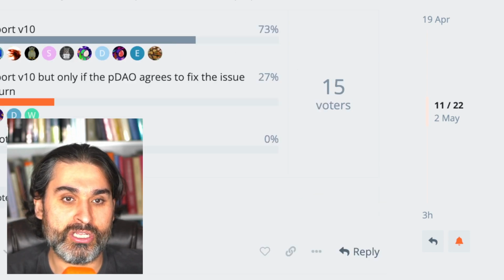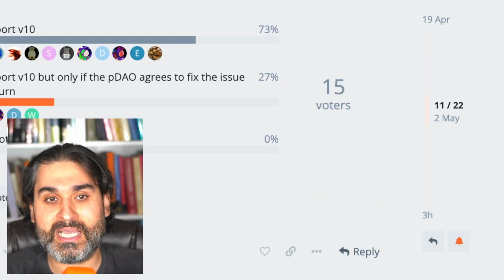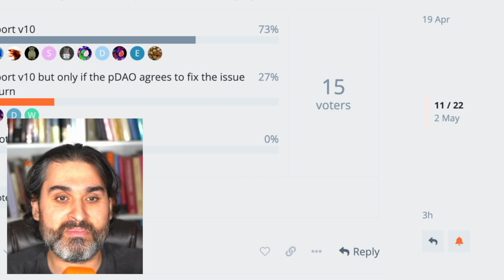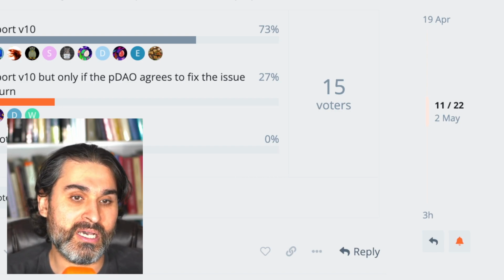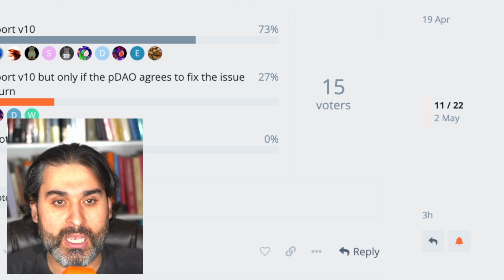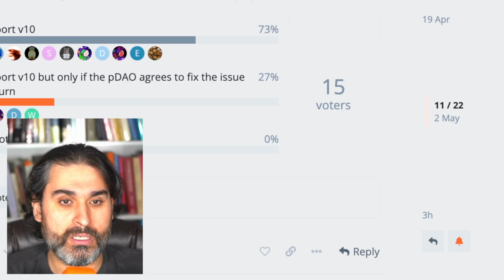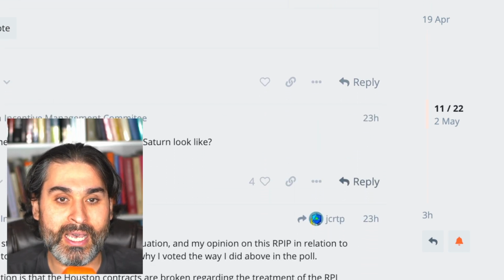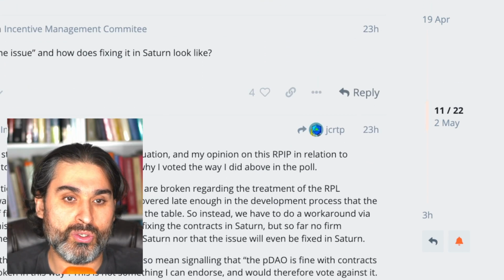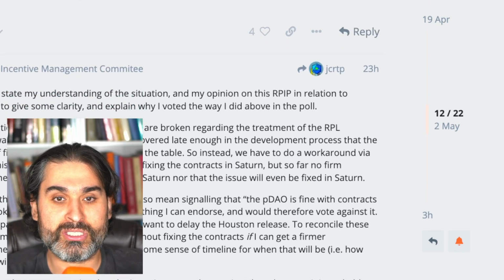So the results as they currently stand are 73% saying I support version 10, with 27% saying I want the issue to be fixed. And the people who are saying the issue should be fixed are Ramana, Patches and Dates. Osho says, what's the issue and how does fixing in Saturn look? So Ramana says, I want to state my understanding of the situation.